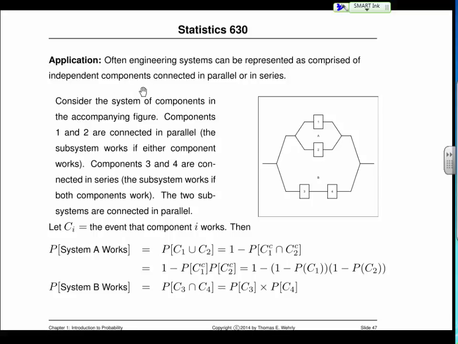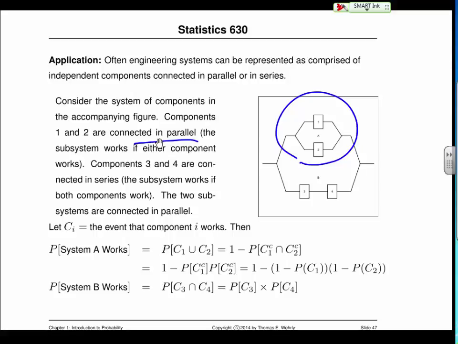So first of all, let's look at system A. And we see that this diagram says that they are in parallel. So if we can get from the left to the right of the diagram, the system will be working. And we can get through if either 1 is working or 2 is working. They don't have to both be working. All we need is one path across. So 1 and 2 are connected in parallel.